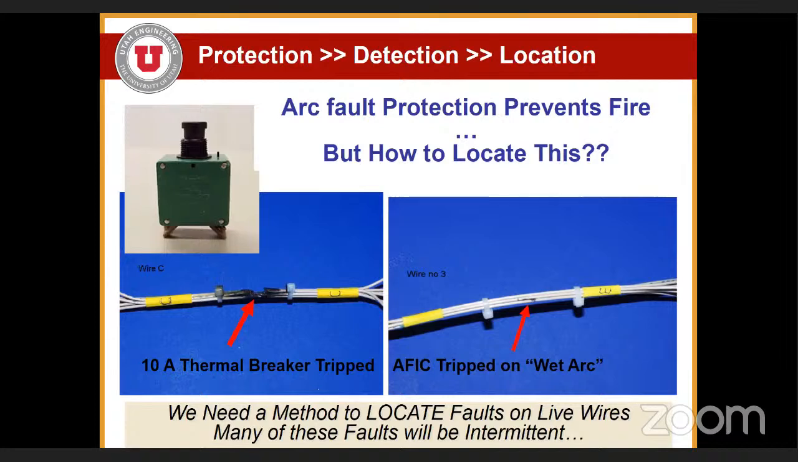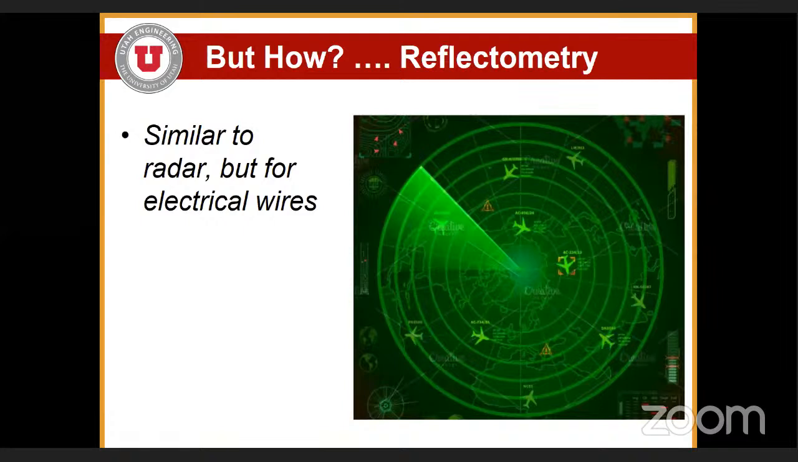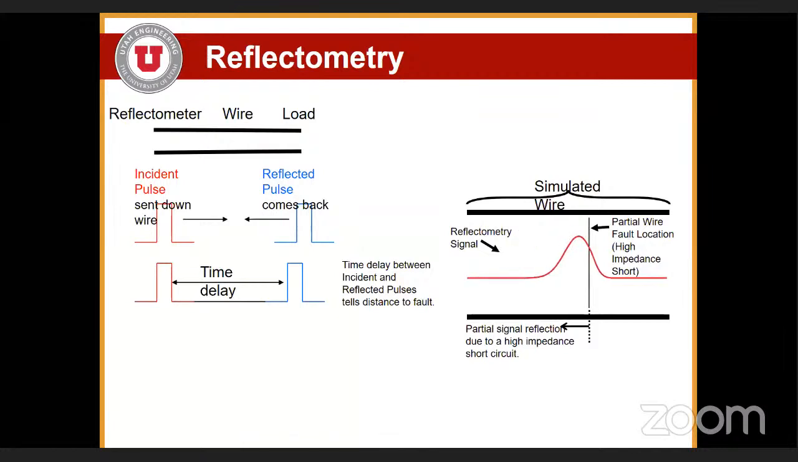So we've suggested a method for doing this, and that's reflectometry. Reflectometry is an electromagnetic method. It's similar to radar, but it's used for electrical wires. So with reflectometry, as we know it today, you send an incident pulse down the wire, you get a reflected pulse back, and the time delay between those two pulses tells you the distance to the fault.